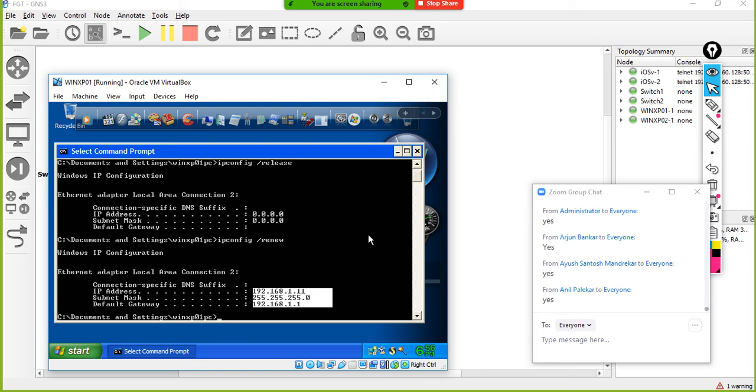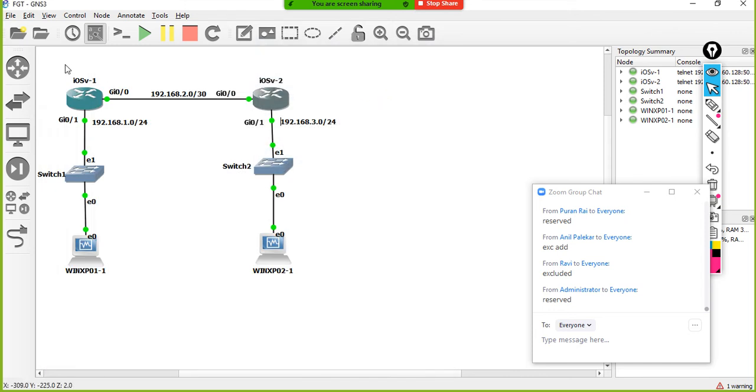Can anybody explain to me, guys? Because from 1.1 to 1.10 we reserved, right? That's why it's not taking those. That's why it started from 1.11. Now I want to ask you one more command, guys. The question is, right now, who is acting as a DHCP server here in this location? Who is acting as a DHCP server?